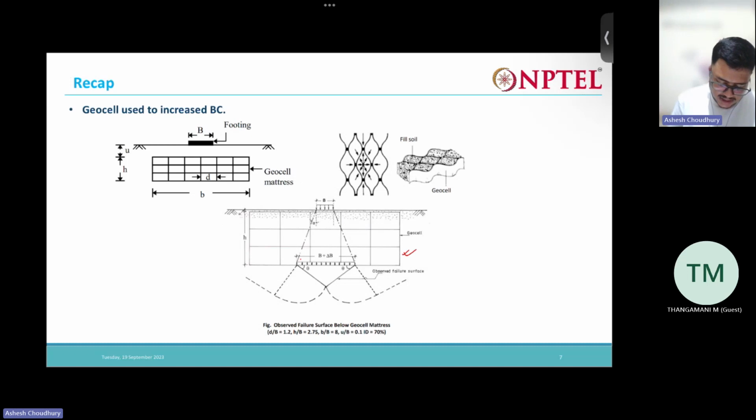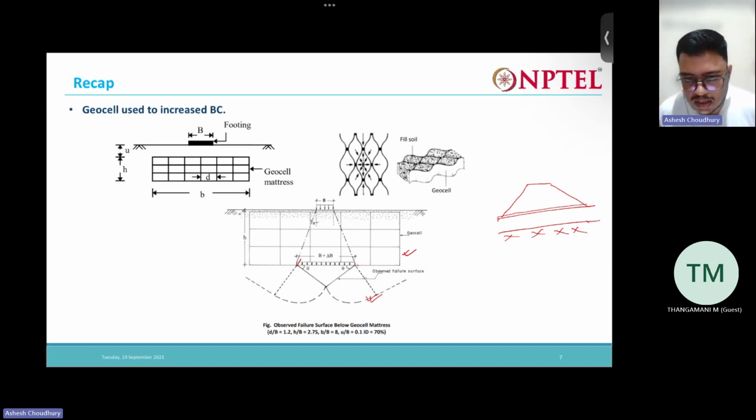The load is transferred at an angle alpha to the geocell layer, and the failure surface actually develops at the bottom like this. This is similar to how we solved the problem for the embankment. We had an embankment of huge width, a soft clay layer in between, and stiff soil at the bottom. What we did was provide a geosynthetic layer here to increase the strength.